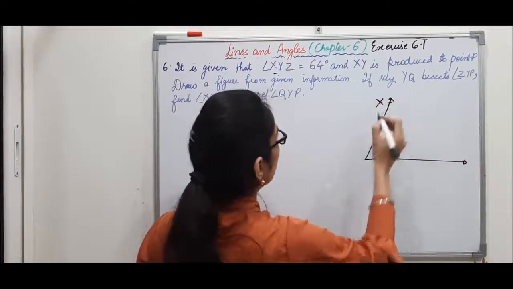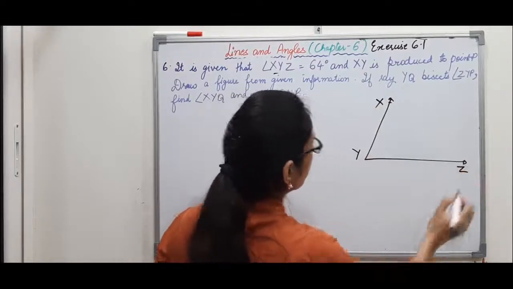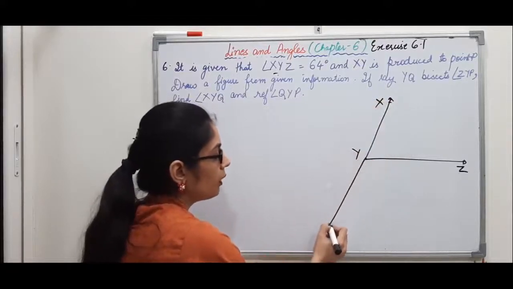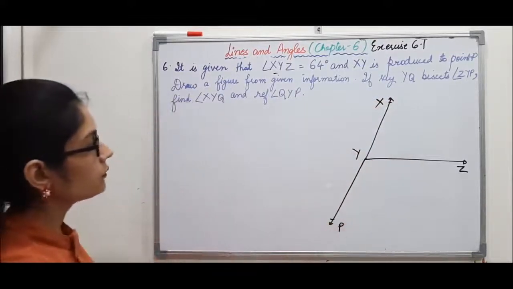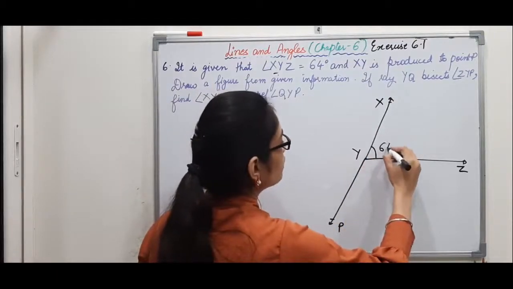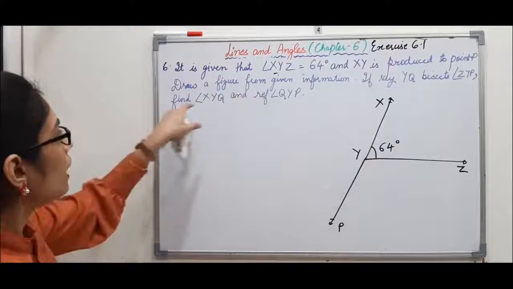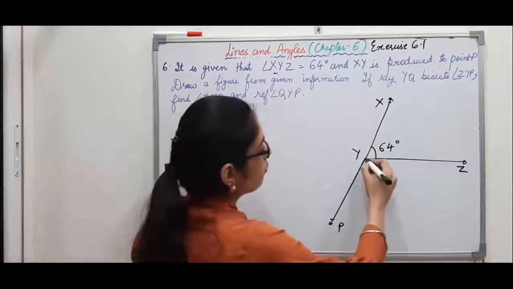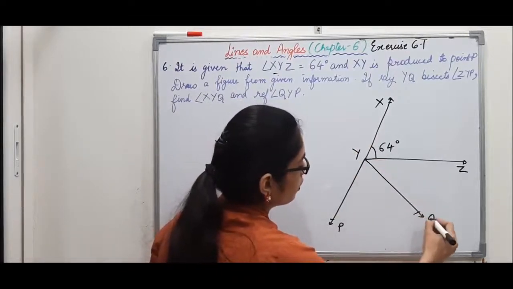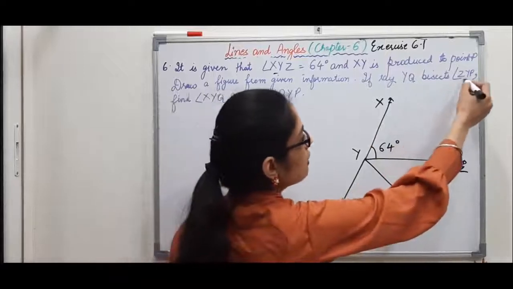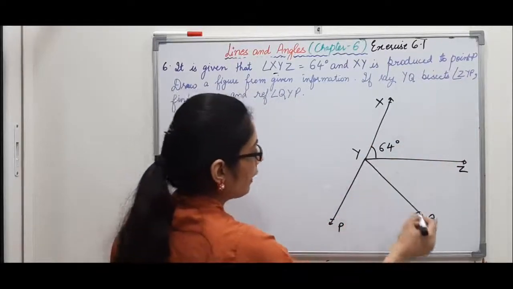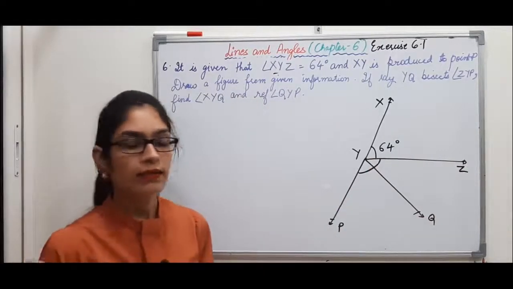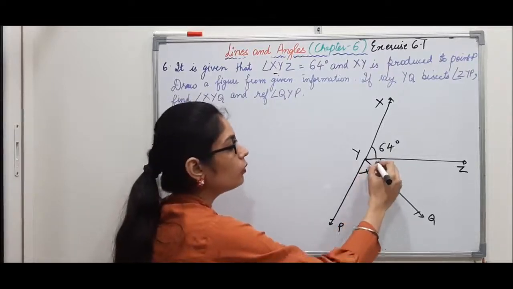So this is X, Y, Z. Now XY is produced, so XY we have to produce to point P, and its value is already given to us 64. So we have to draw a figure from given information. Then if ray YQ, then we have one ray YQ bisects angle ZYP. So this YQ, it's bisecting this angle. So if any ray is bisecting the angle, bisecting means dividing this complete angle into 2 equal parts.